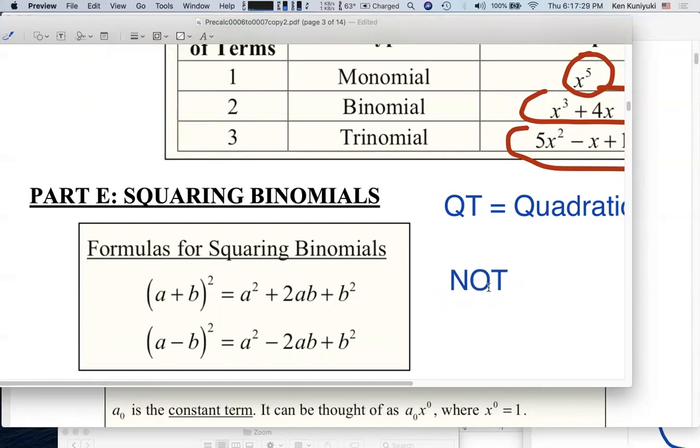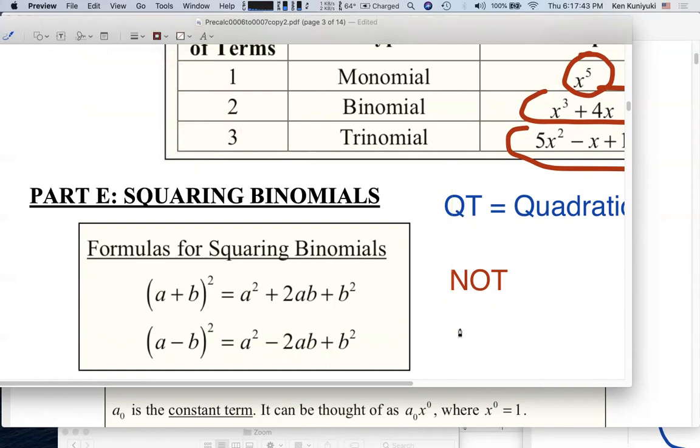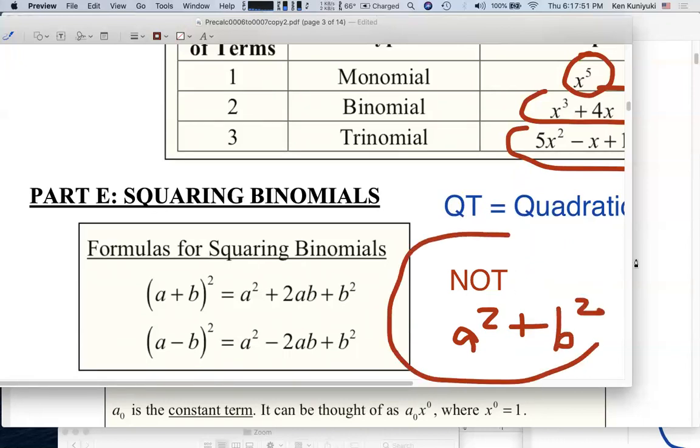Okay, let's get in here. There we go. Not. The square of a plus b, am I making my point? The square of a plus b is not a squared plus b squared. So all that effort. The square of a plus b is not a squared plus b squared. It's this thing here. All right.